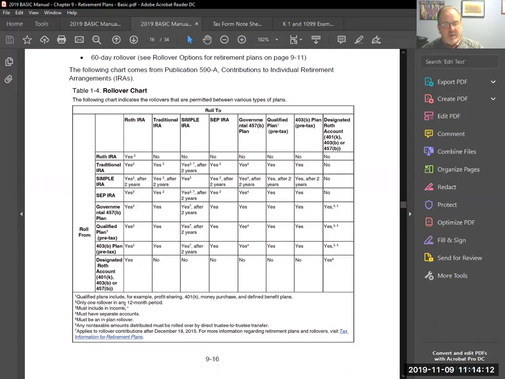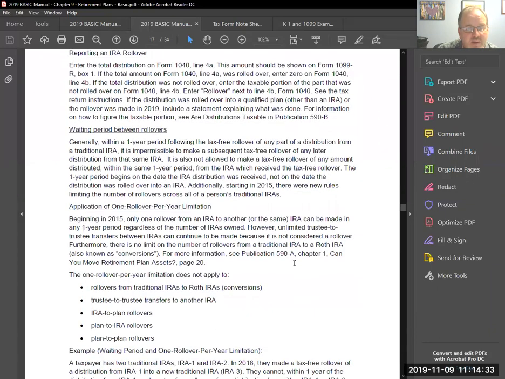Then I've got a little footnote down here, number 3, it says must include in income. Again, that is a conversion. We're converting from a traditional to a Roth, so that is taxed as far as the money going in there. I don't keep any of it. It's a rollover, but I have to pay tax on those dollars since I'm putting them into a different, a non-qualified account versus a qualified one. Okay.